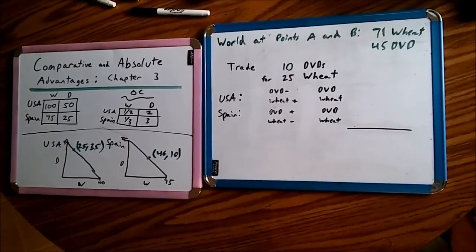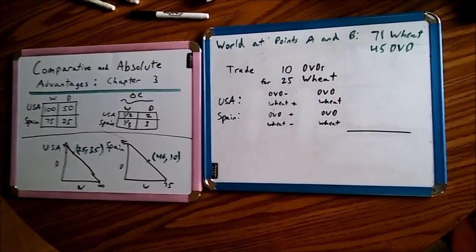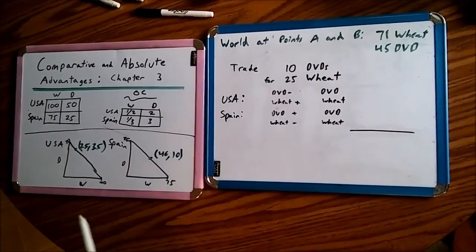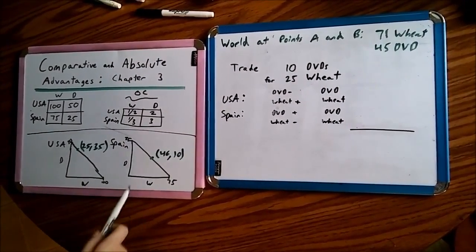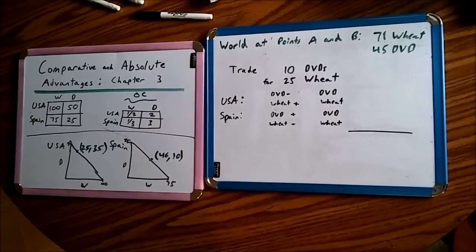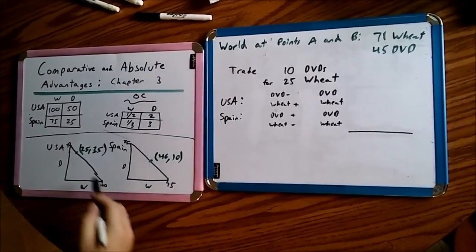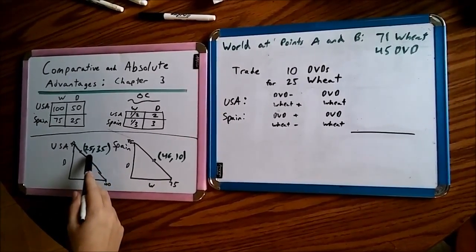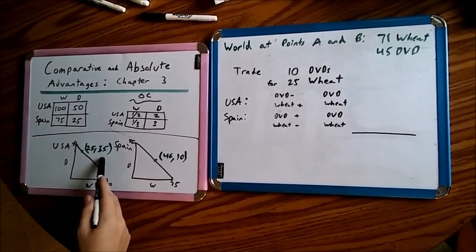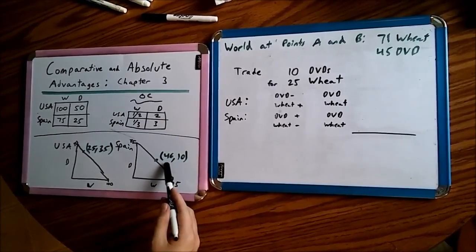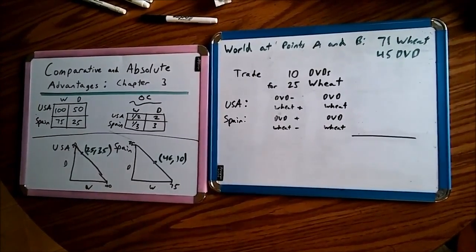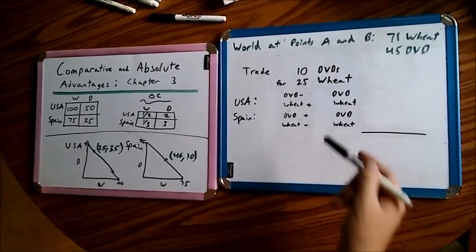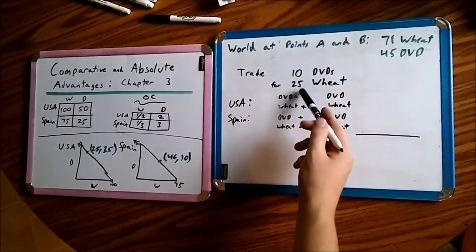Now that we know who has comparative advantage for these goods, we will look at the terms of trade. Looking at our PPF curves, or our production possibilities frontier, we will see that the 2 points, A and B, are what each country is currently producing. The US will produce 25 wheat and 35 DVDs. Spain will produce 46 wheat and 10 DVDs. Since we already figured out from our opportunity costs, we will trade 10 DVDs for 25 wheat.